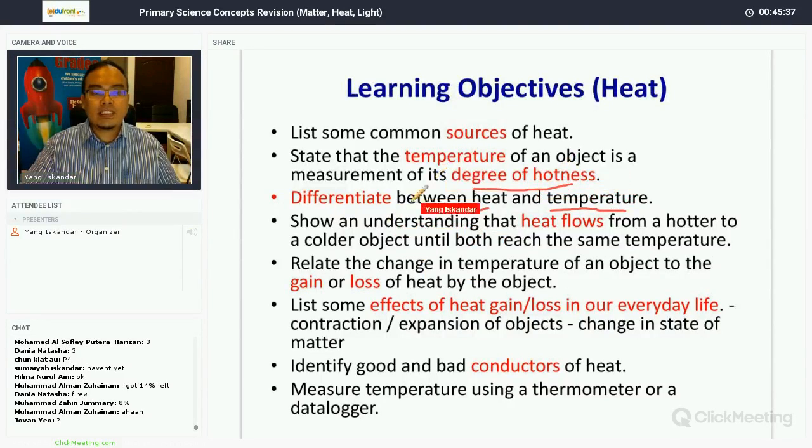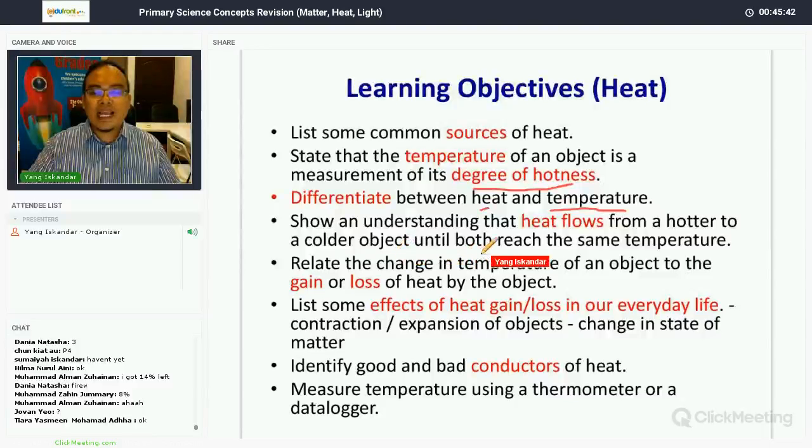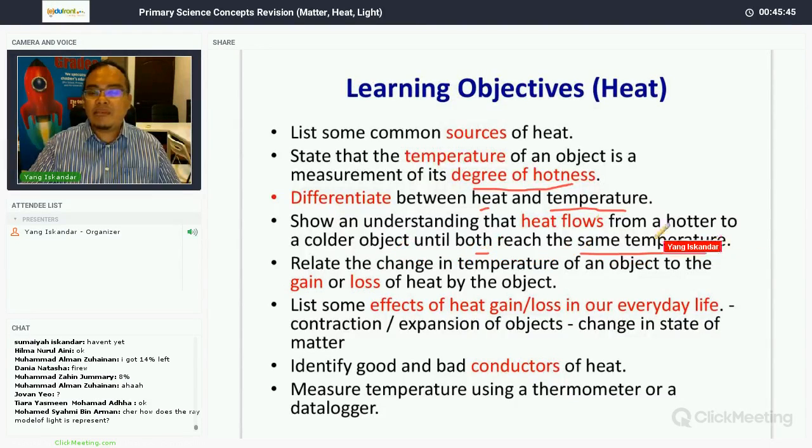Next, you must show an understanding that heat flows from a hotter to a colder object until both reach the same temperature. This is a very important concept, the concept of heat flow or heat transfer. So you must know that heat flows from a hotter to a colder object until both reach the same temperature. Next, you need to relate the change in temperature of an object to the gain or loss of heat by the object. You must relate the change in temperature of an object due to either the gain or the loss of heat.